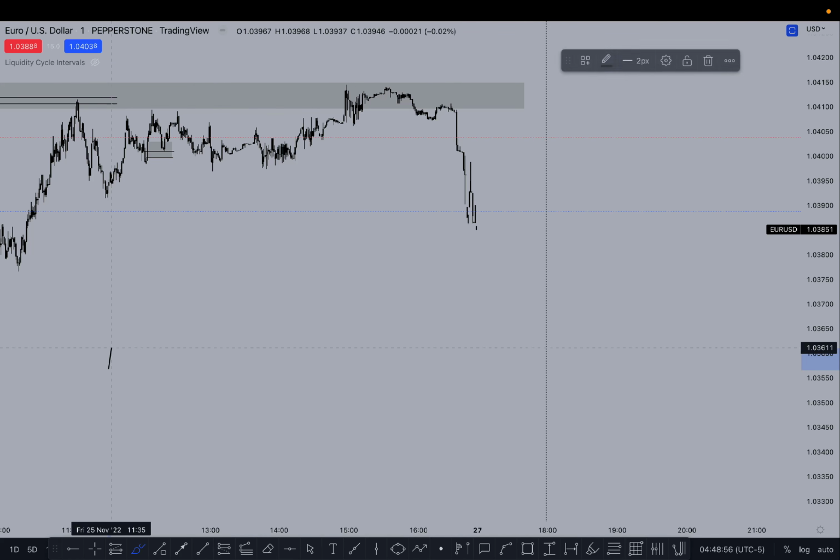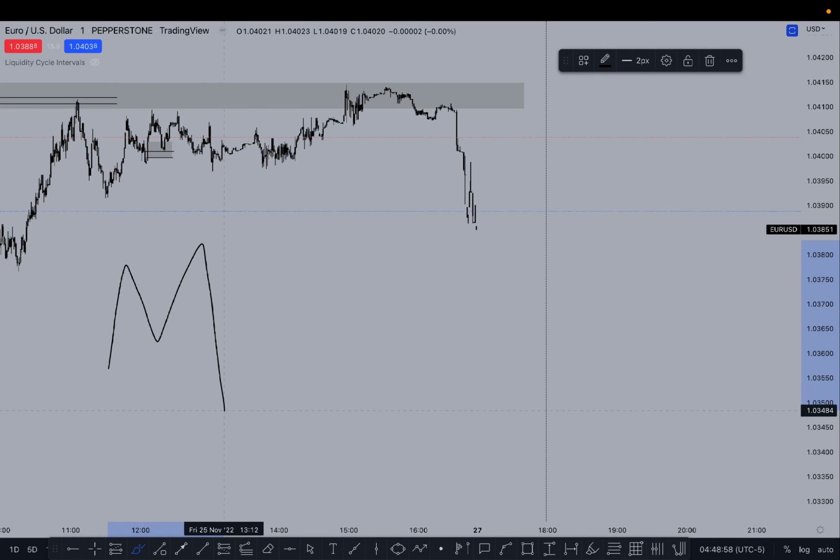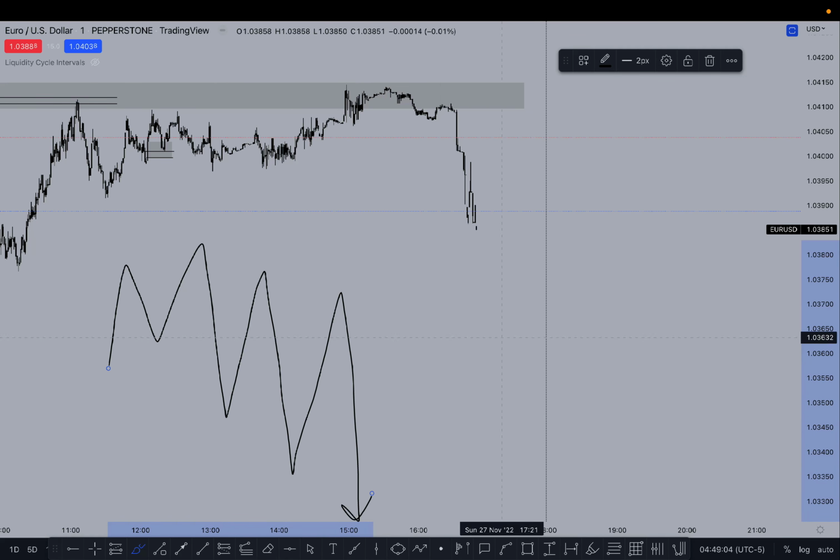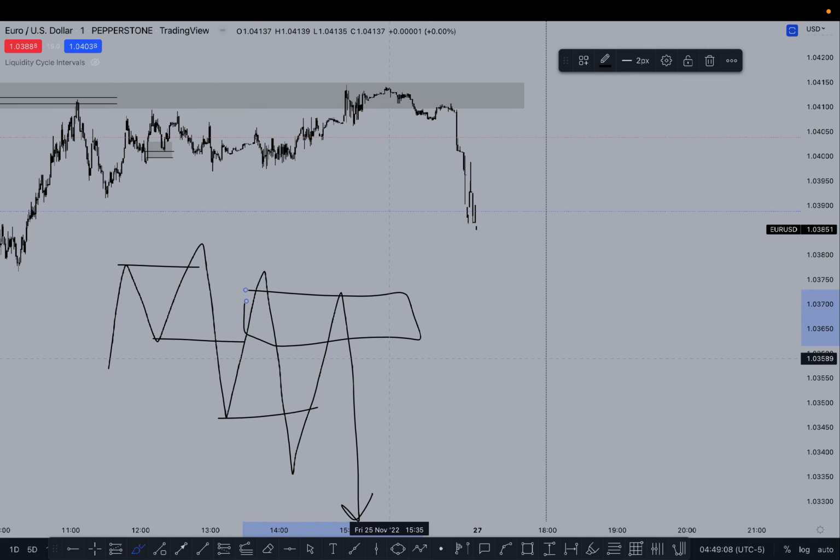So basically, here's the shift, the break, the actual move. You see, stop hunt, shift, break, premium, inducement, whatever, actual move. So it's a 3-part, 4-part process. I like to say 3.